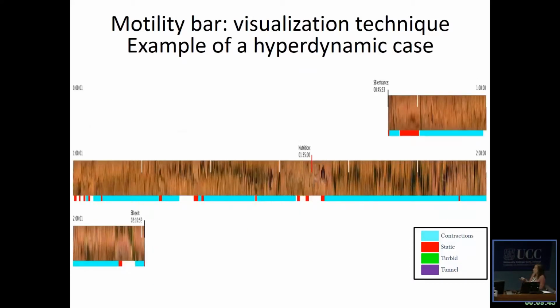And this is a hyperdynamic case, which is the other extreme, mostly contractile activity. Short video. The capsule is moving fast through the bowel.